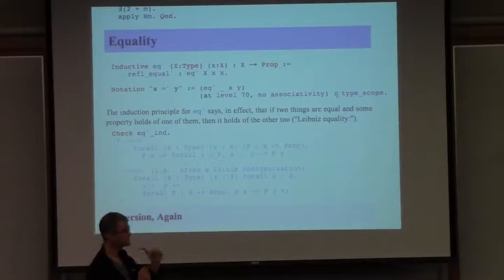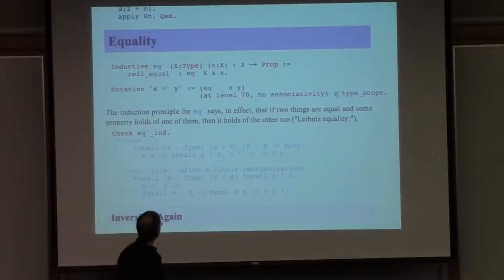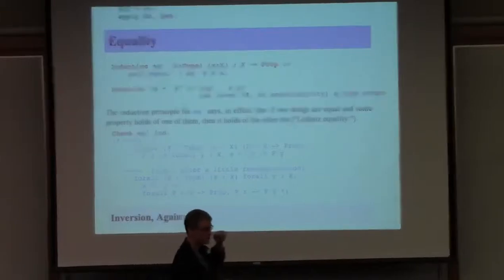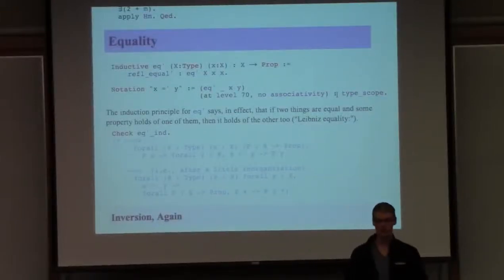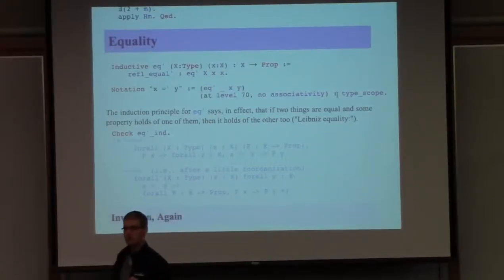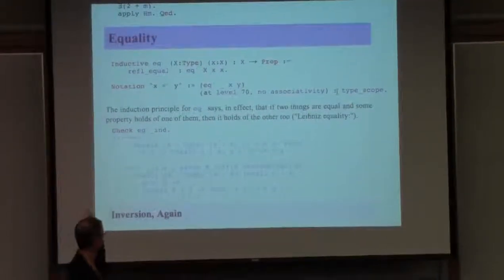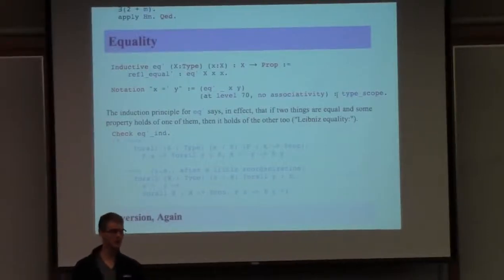Now, when you put things on the left of the colon, they're called uniform parameters. Why? Because they don't vary from one constructor to another. So for example, in the definition of the list data type, the type X of the elements of the list went to the left of the colon. It's a uniform parameter in the sense that all of the constructors of the list type are building lists with the same type of elements.